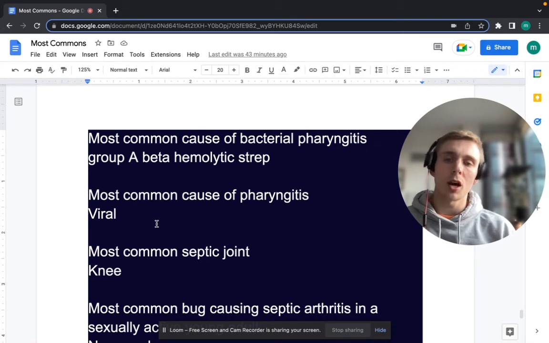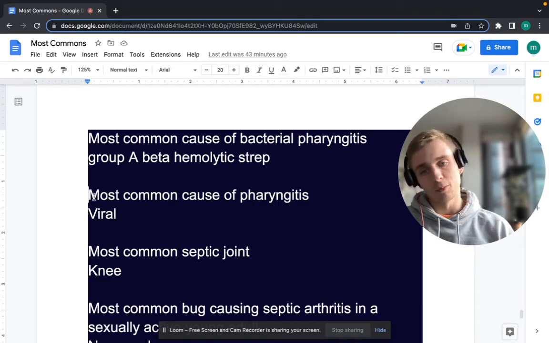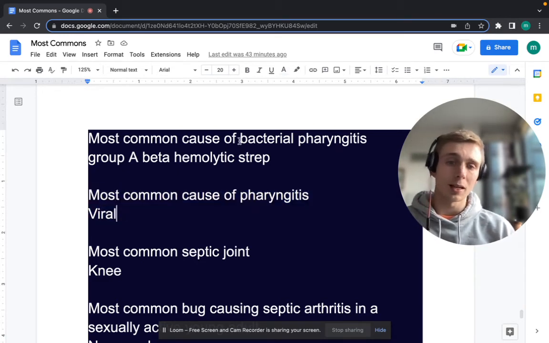How about the most common viral cause of pharyngitis? Oh, well, that gave it away. Most common cause of pharyngitis overall is viral. Most common cause of bacterial pharyngitis is group A beta hemolytic strep, but the most common cause of pharyngitis overall is viral.